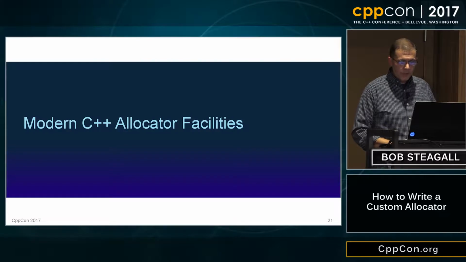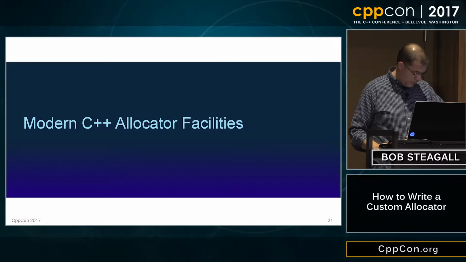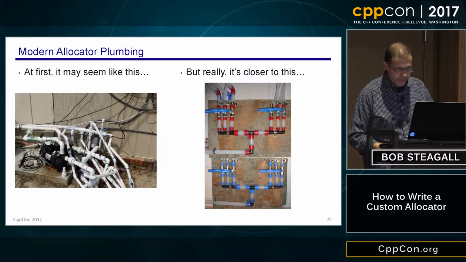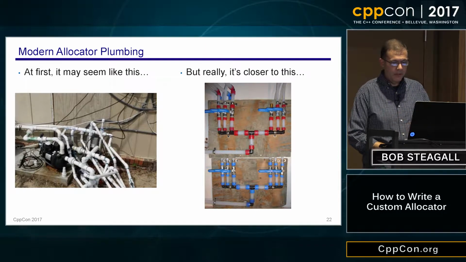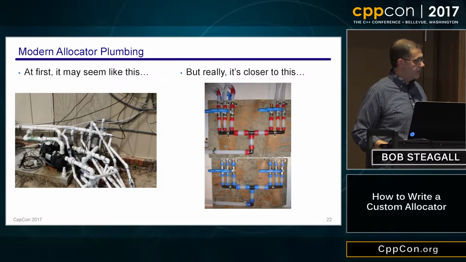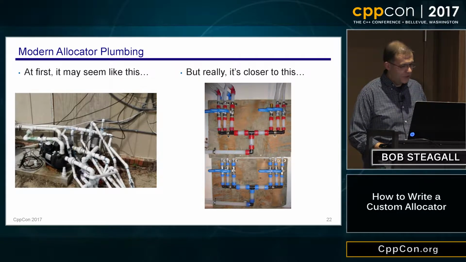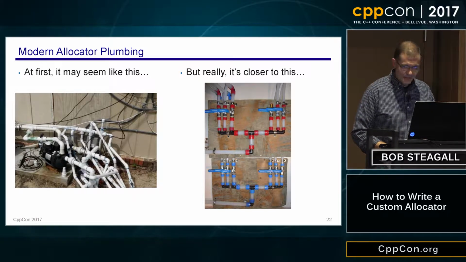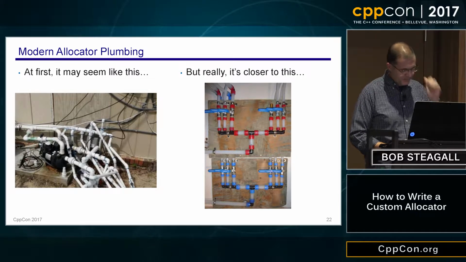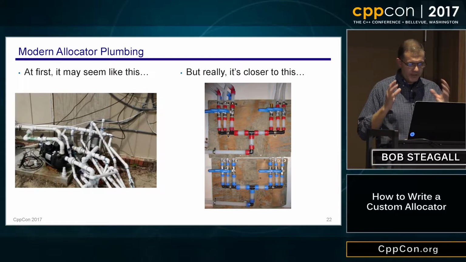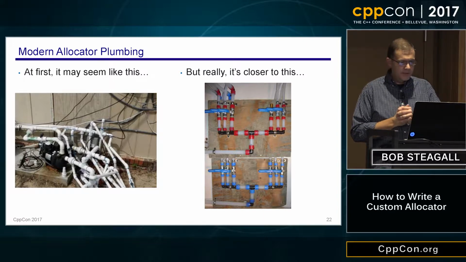So I'd like to wade ankle deep into the new things. To a large extent, this talk is about plumbing. As an allocator author, you need to know how to connect the plumbing from your allocator to the plumbing that's expected by the standard containers. Now, when you first dig into the new standard allocation, it kind of looks like the picture on the left. That's what I felt when I first started learning about it. But after a while, you come to realize it's a little more orderly than that, and it's really closer to the picture on the right. There is method to the madness underneath the surface.